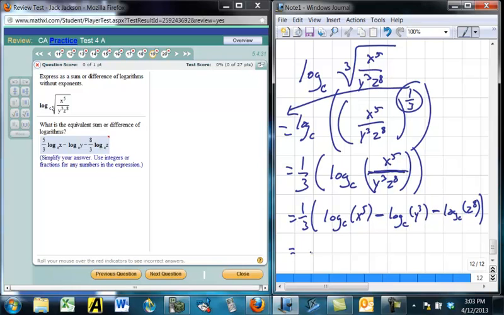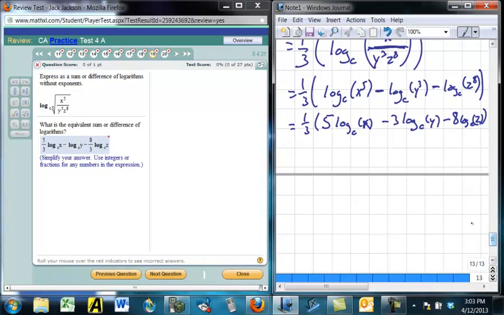And I'm going to go ahead and, a couple things. First, I want to move the powers out front. 5 log base c of x minus 3 log base c of y minus 8 log base c of z. Now I'm going to distribute, and this should be my final answer.